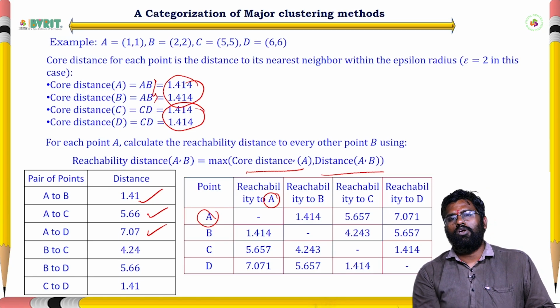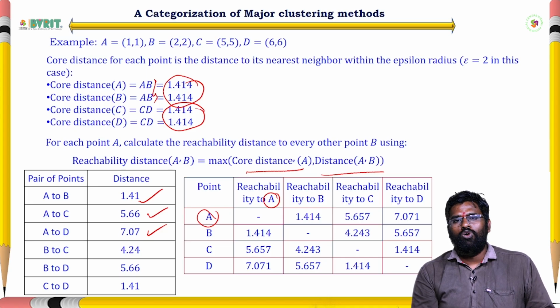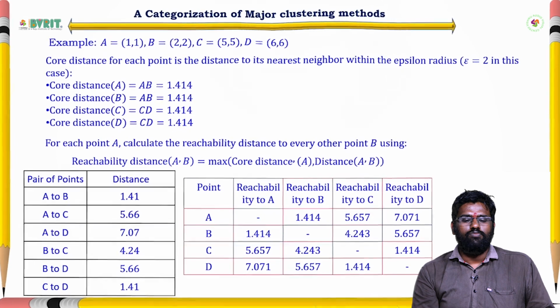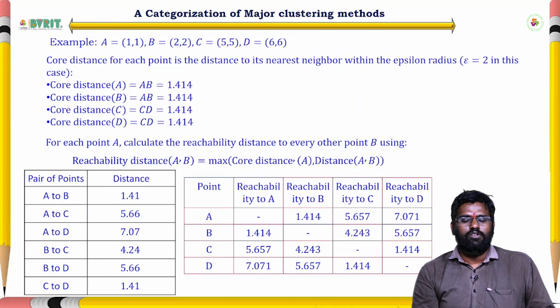We have to frame the reachability distances. So this is about the OPTICS algorithm. The same process applies for the rest, and the diagonal values will be handled like this. So these are the density based clustering algorithms.